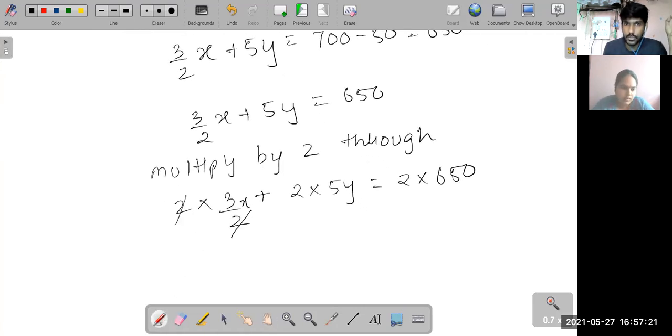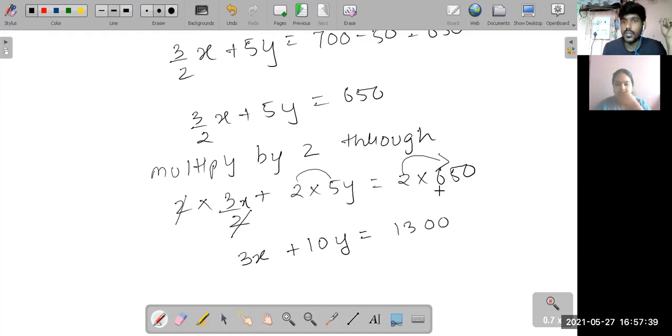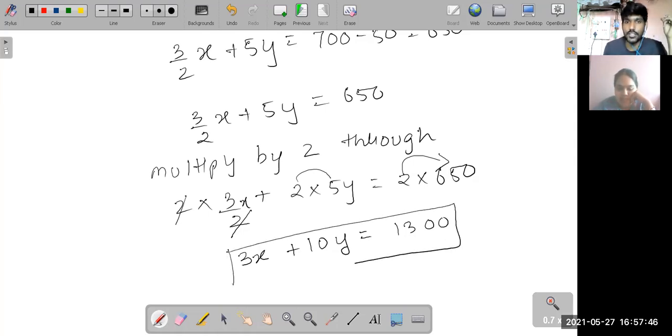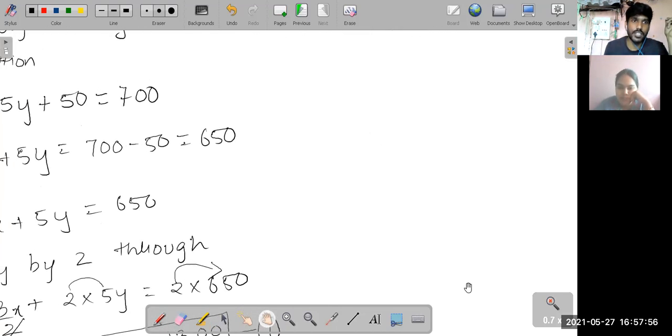Now here, 2 and 2 cancel. So you have 3x plus 2 into 5, which is 10y, is equal to 2 into 650, which will be 1300. 2 into 65 is 130 and the 0 as it is, so 1300. So this is the first equation. I'll call it equation 1. Is this clear? Okay.